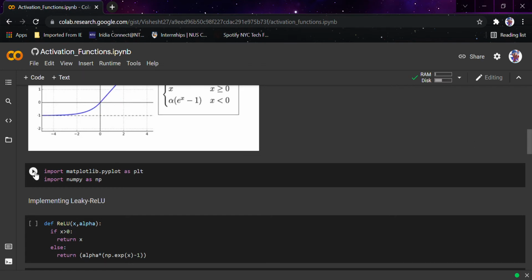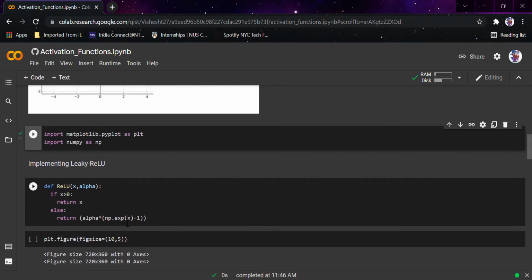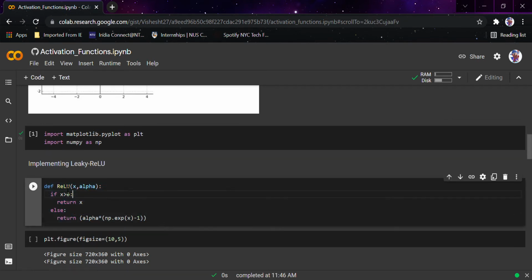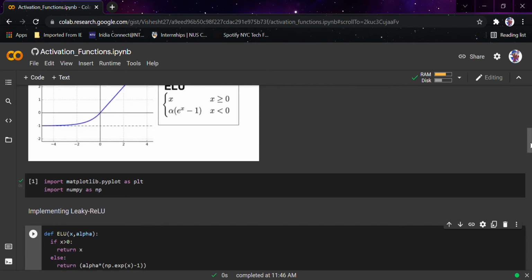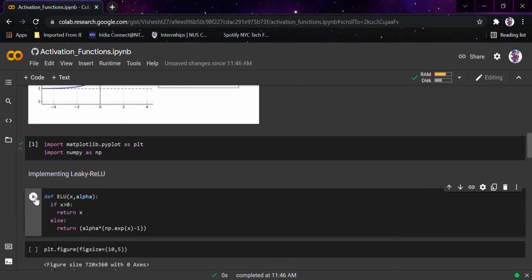So first of all, I would run the imports, matplotlib and numpy library. I would be importing them, and then I would define the ELU function. I just corrected the name here. The ELU function is defined as following, where x and alpha have been defined. If x is greater than 0, simply return x, else return alpha times numpy exponential of x, that is, e raised to the power x minus 1. And I would simply run it, and it has been run.